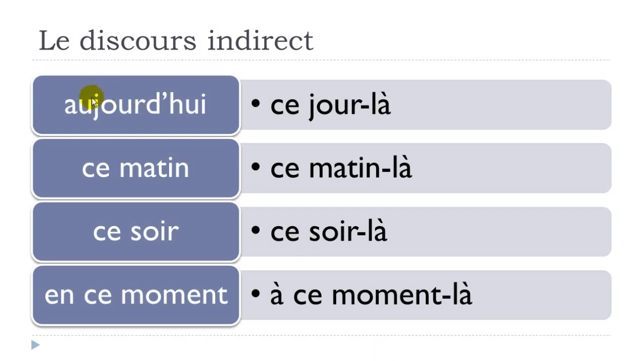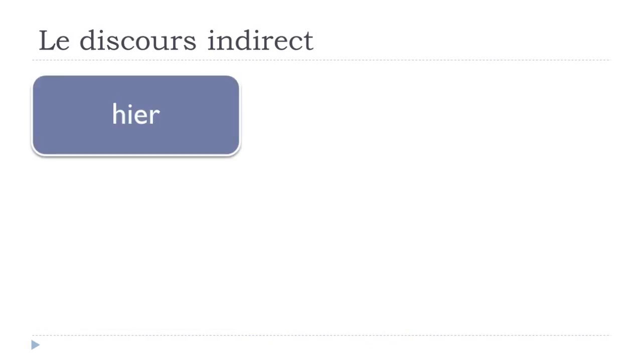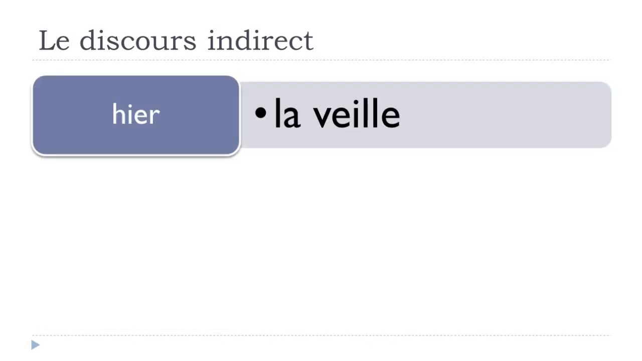Okay, so remember, aujourd'hui will become ce jour-là if you change a sentence and put it at le discours indirect. Ce matin will become ce matin-là. Ce soir will become ce soir-là. And then en ce moment will become à ce moment-là. Okay, let's see. Hier, yesterday, and so it will become la veille.